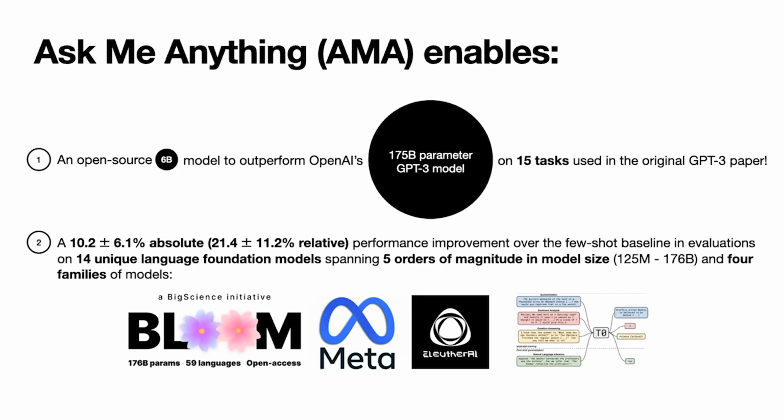Specifically, the closed source model is the popular 175 billion parameter model called GPT-3, which was developed by an organization called OpenAI. Two, we find AMA's performance improvements are general. They hold across 14 unique foundation models that span 5 orders of magnitude in model parameter size. Today, I'll talk about how we arrived at AMA and why we think these results are exciting in the broader context of using foundation models for building software systems.